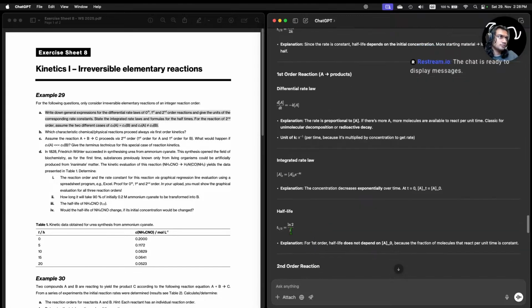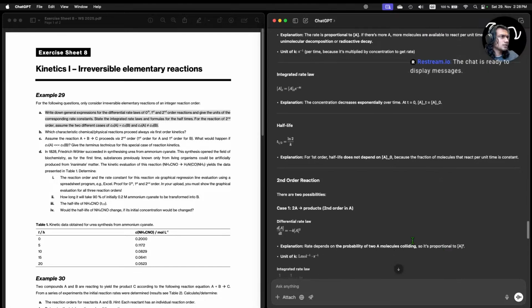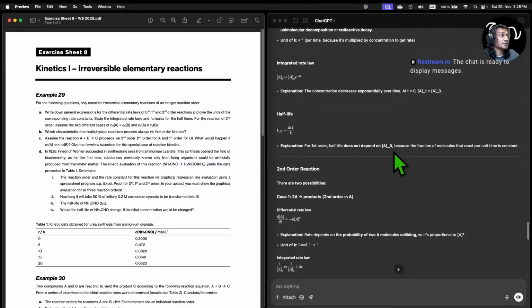Half-life. Oh, log of 2 by k. For first order, half-life does not depend on A because the fraction of molecules that react per unit time is constant. I did not get that. Half-life does not depend on A. There are two possibilities, okay? Mm-hmm. That's just the first part.